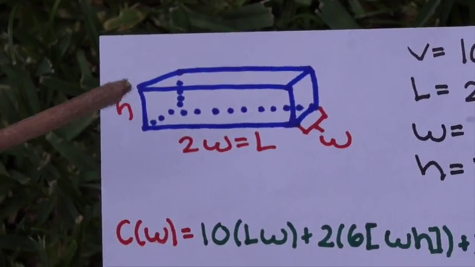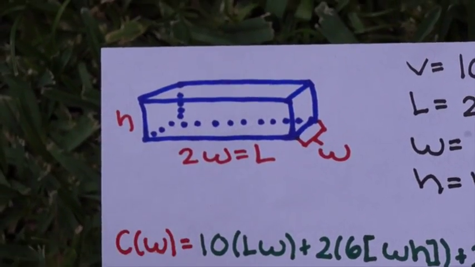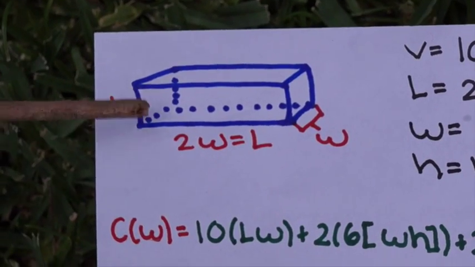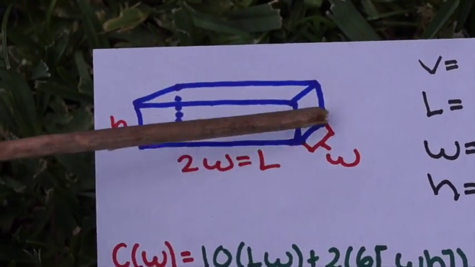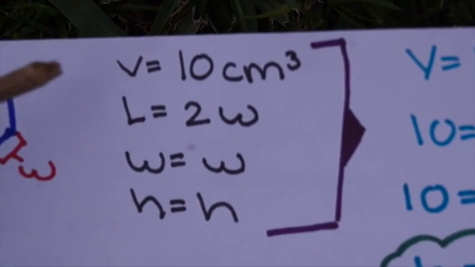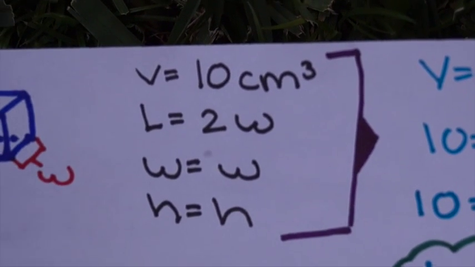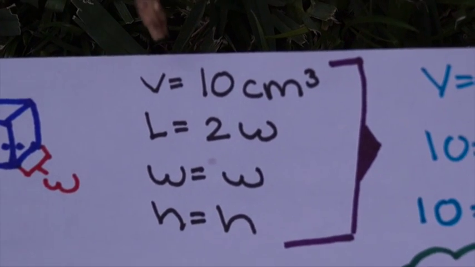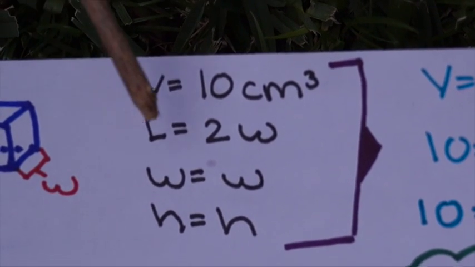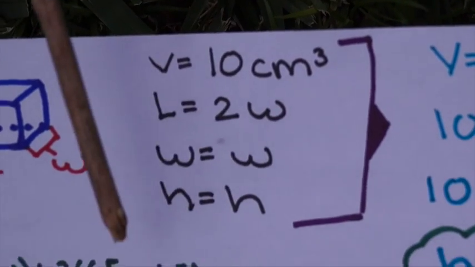We made a diagram to represent the storage container with its respective measures. As you can see here, here's the height, here's the length, and here's the width. And we put its respective values for all variables. The volume, as given in the problem, is 10 cubic meters. The length is twice the width. Width is equal to width, and height is equal to height.